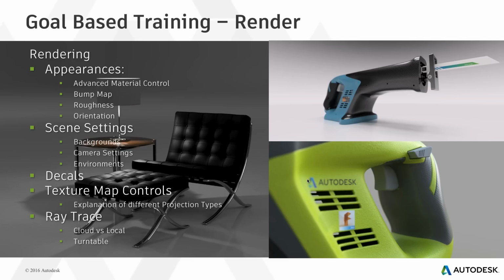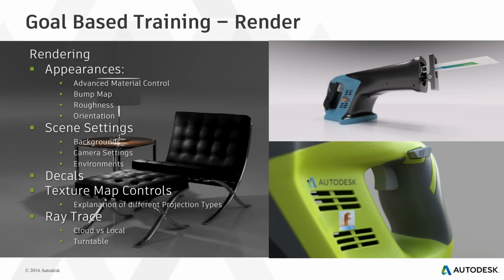Next up, we'll go through the scene settings in the rendering workspace. How do we apply backgrounds, tweak our camera settings, and control the environment so that we can not only create varying images, but make sure that we're putting them in realistic environments, or using the best settings to create brochure, photoreal, marketing materials coming out of Fusion.